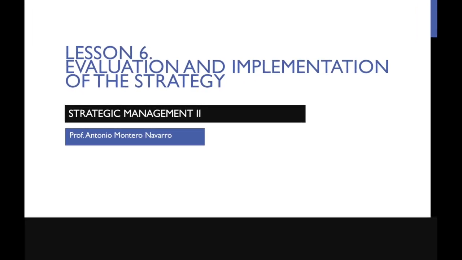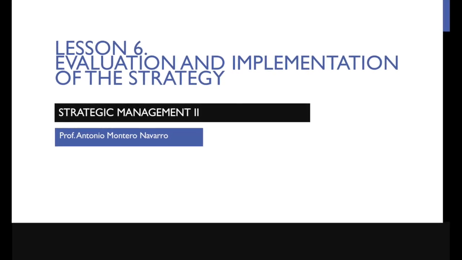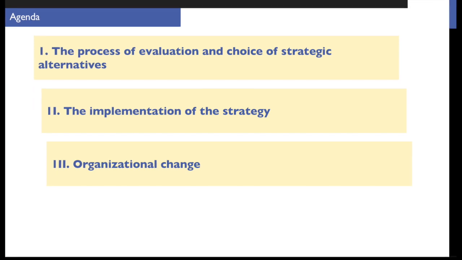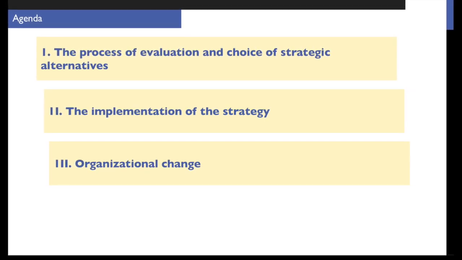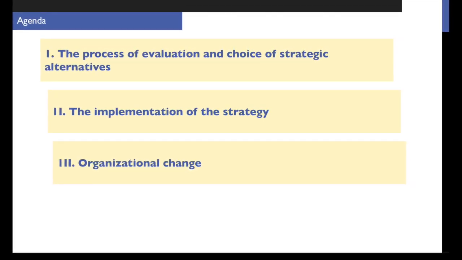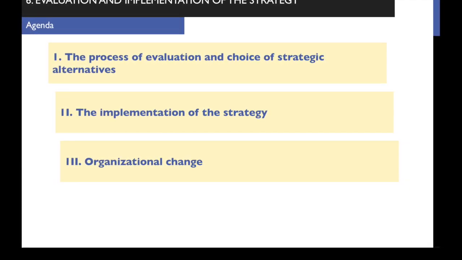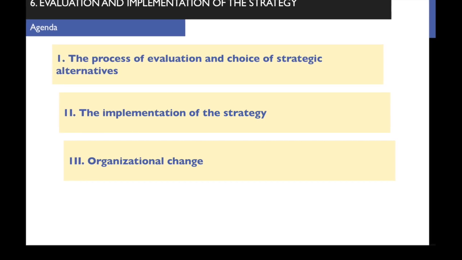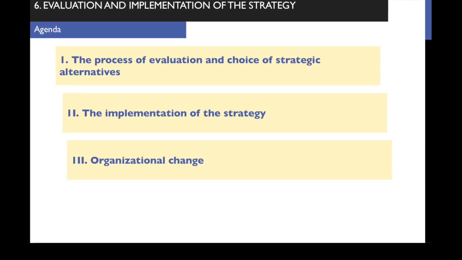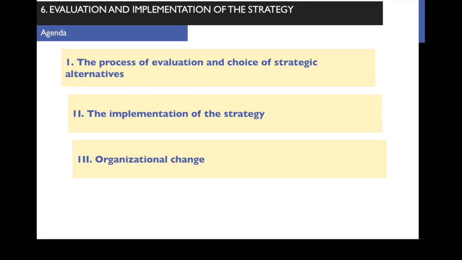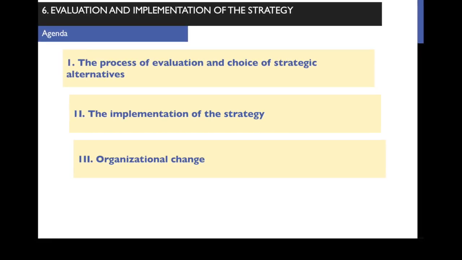We are going to deal with lesson 6, and lesson 6 is about the evaluation and implementation of the strategy. Okay, so first of all, let us remind the agenda for this lesson. We are going to deal with the process of evaluation and choice. First of all, we have to choose a strategy, and then we are going to have some reflections about the implementation of the strategy, how to put it into practice. Finally, we are going to study the organizational change, the process of organizational change.